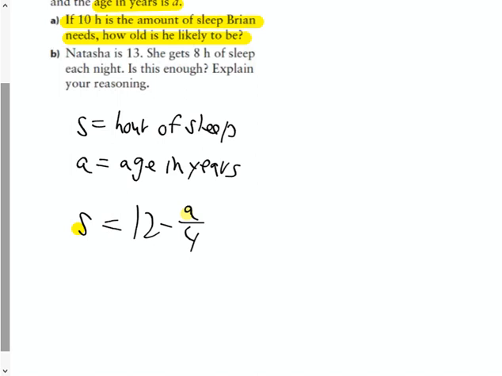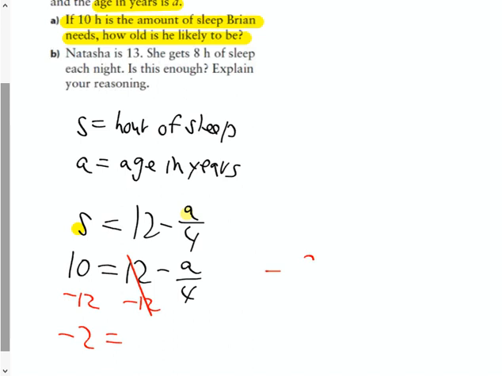Because the hours of sleep is given. So if I put 10 here, that's how many hours of sleep he needs. And if I substitute that into my formula, I now have a two-step algebraic equation I can solve to figure out how old he is in years. So I'm going to subtract 12 from both sides to start. I get negative 2 equals.